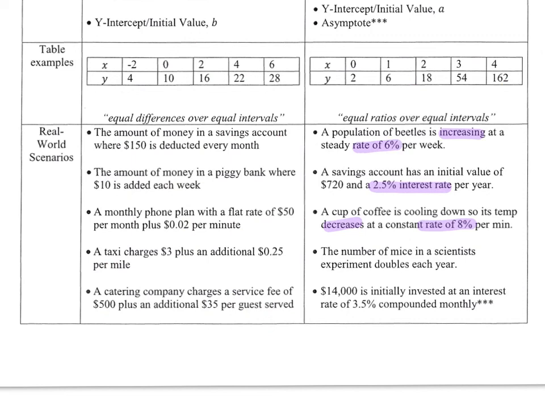The number of mice in a scientist's experiment doubles each year. So looking for words like doubles, triples, is half, anything like that where we have a multiplication happening. And the last one, $14,000 is initially invested at an interest rate of 3.5% compounded monthly. So again, we have that rate and the percent. Those are our clues that this is talking about an exponential function.